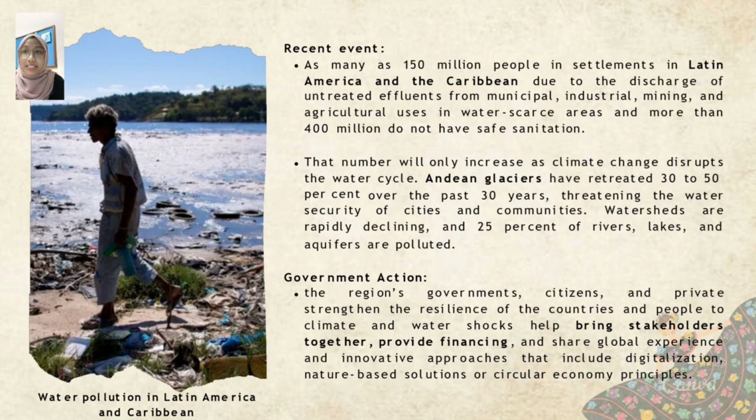So the government, citizens and businesses in the region are working together to make communities better able to handle problems caused by the changing climate and the water issues. They are providing money, sharing ideas from around the world, and trying new things like using technology and nature-based solutions to fix the water crisis and make a better future.